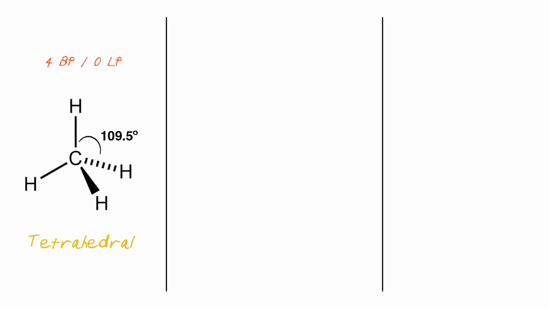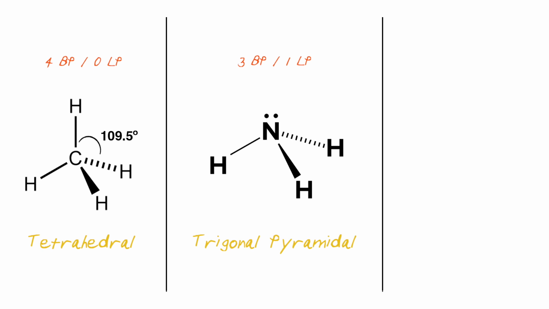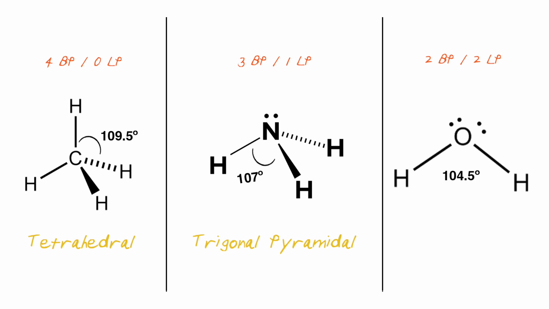The next situation we can have is 1 lone pair and 3 bonding pairs. The name of this shape is a trigonal pyramid, and the bond angle is 107 degrees. The final situation with 4 pairs of electrons, 2 lone pairs, and 2 bonding pairs. This actually happens in everyone's favorite molecule, H2O. The name of the shape is bent or non-linear. The angle between the H and the H is 104.5 degrees.